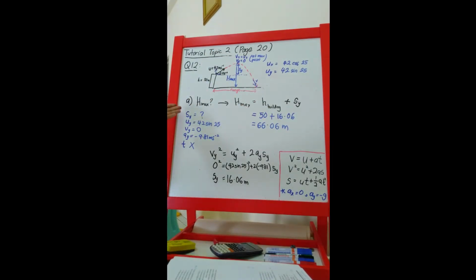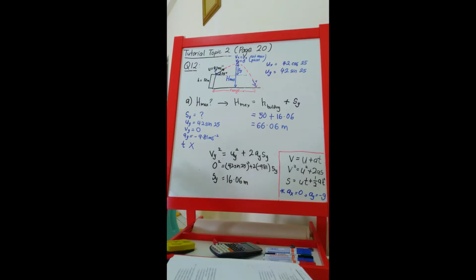So you need to find sy. How are you going to find sy? By doing SUVAT analysis. I'm going to call it SUVAT analysis because SUVAT are all the physical quantities related to this projectile motion. So sy is what we're going to find. uy we have. vy is 0. I'm going to explain that.